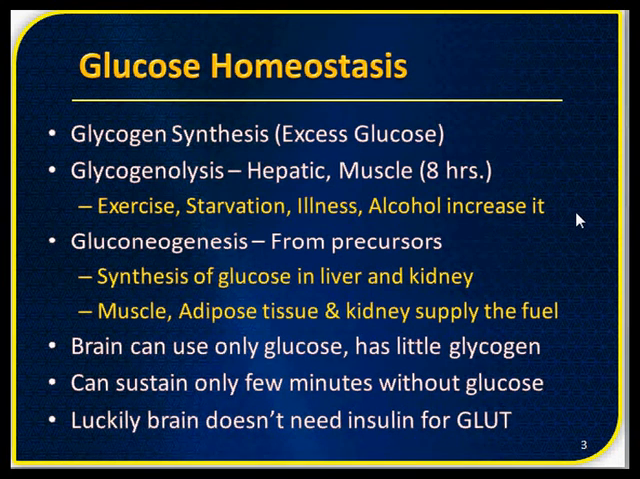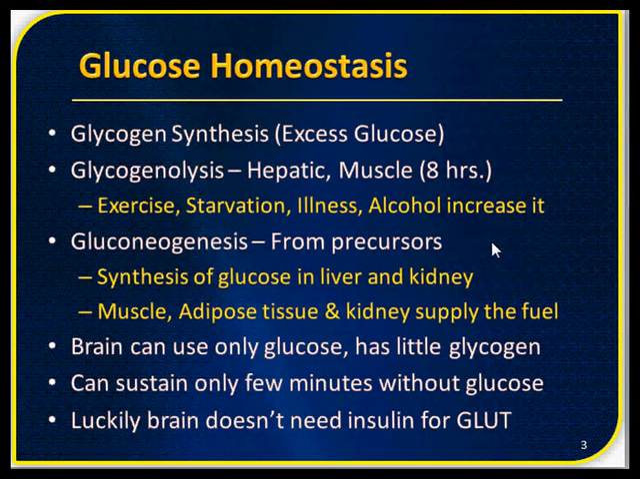Of course, this 8 hours will be shortened whenever we exercise, whenever we are starving, whenever there is illness, and most importantly, whenever the patient is an alcoholic, because in alcoholics the glycogen storage in the liver is much lower. In all these conditions, like exercise, starvation, illness and alcohol intake, glycogenolysis is increased, so the ability to withstand fasting will be reduced from 8 hours to 4 hours or even less.